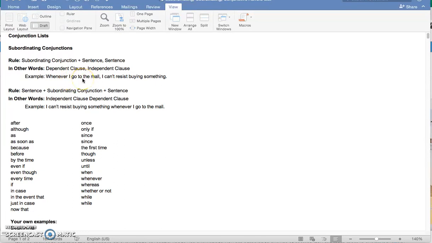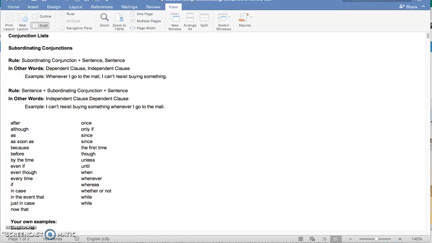I go to the mall is your sentence, or this whole thing together is your dependent clause. Can't stand by itself unless I have an independent clause or a sentence. I can't resist buying something. This is if you use a subordinating conjunction at the beginning of a sentence.